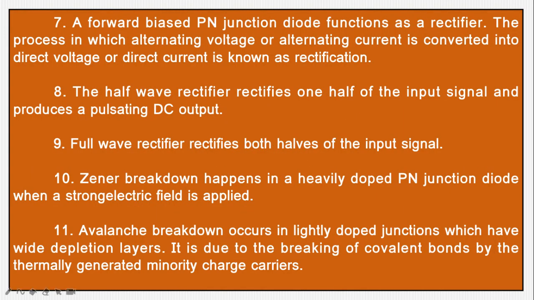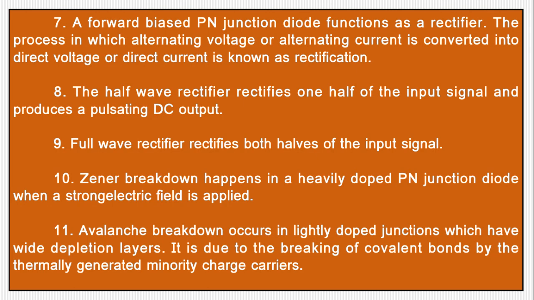7. A forward biased p-n junction diode functions as a rectifier. The process in which alternating voltage or alternating current is converted into direct voltage or direct current is known as rectification. 8. The half-wave rectifier rectifies one half of the input signal and produces a pulsating DC output. 9. Full-wave rectifier rectifies both halves of the input signal.